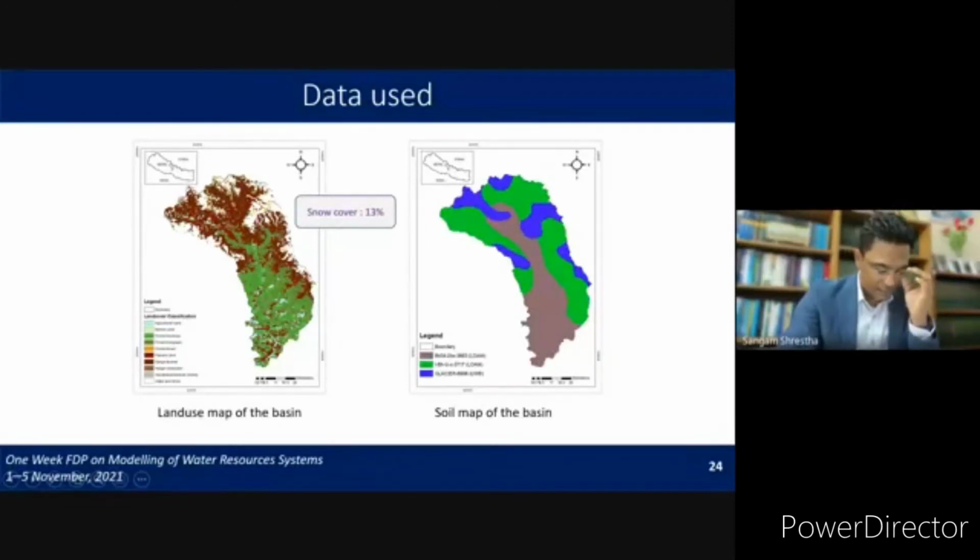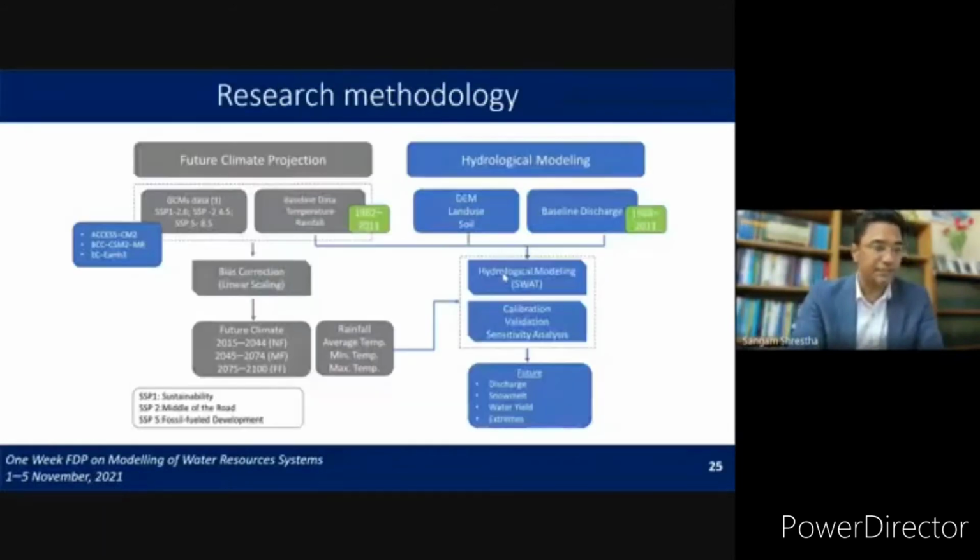And the snow cover melting also contributes to the runoff into the several tributaries and also the major river of the Marsangdi River basin. On the right hand side, this is the soil map of the basin, and in the soil map, the majority of the soil is of loamy type in the basin.